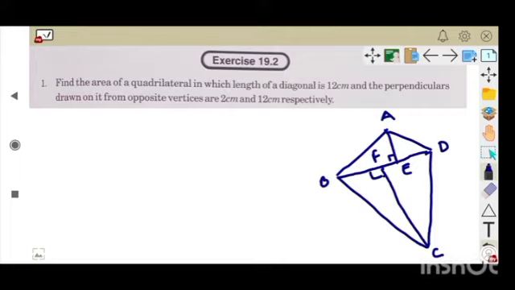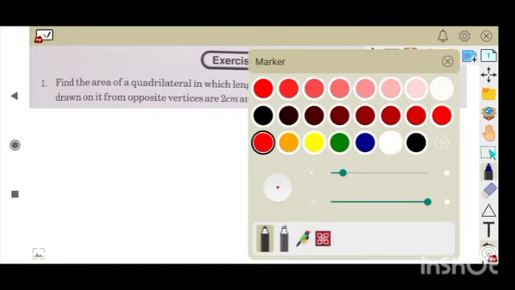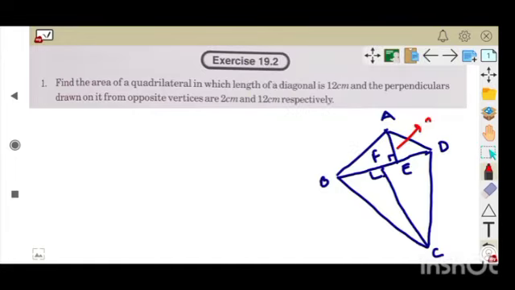What is the diagonal? Diagonal BD, and the perpendiculars drawn on it from the opposite vertices are 2 cm and 12 cm. Here AE and the other one is CF. These are the two perpendiculars drawn from the opposite vertices A and C on the diagonal BD. This is taken to be 2 cm, and this is 12 cm, and here the length of the diagonal is 12. So this BD is how much again? This is 12 centimeter.